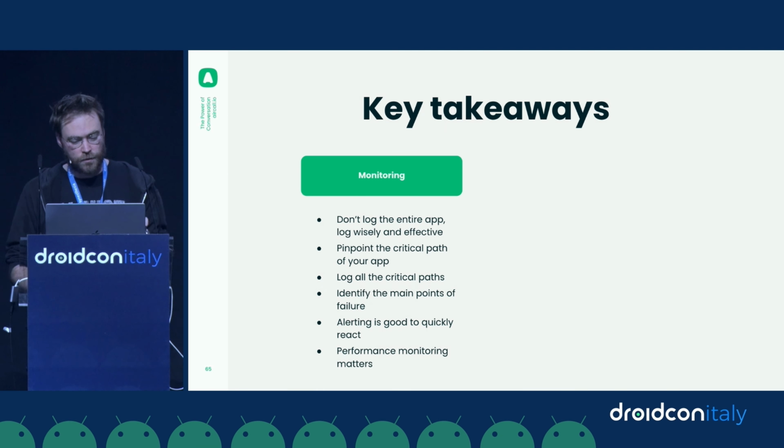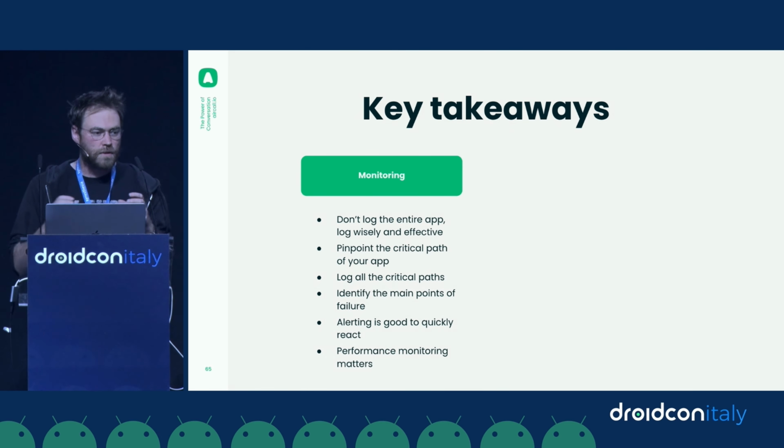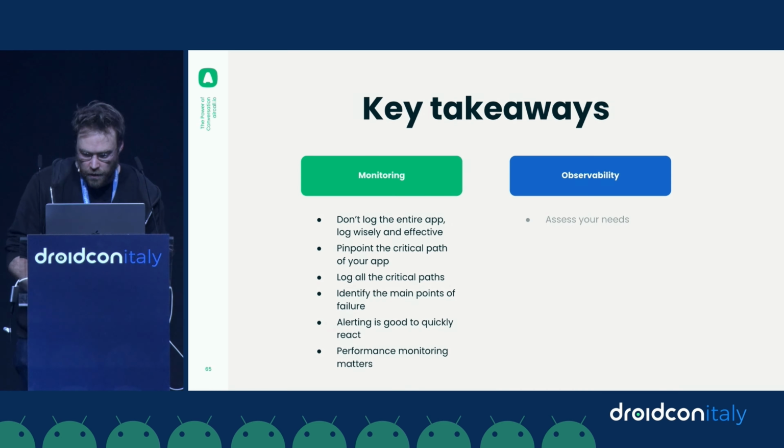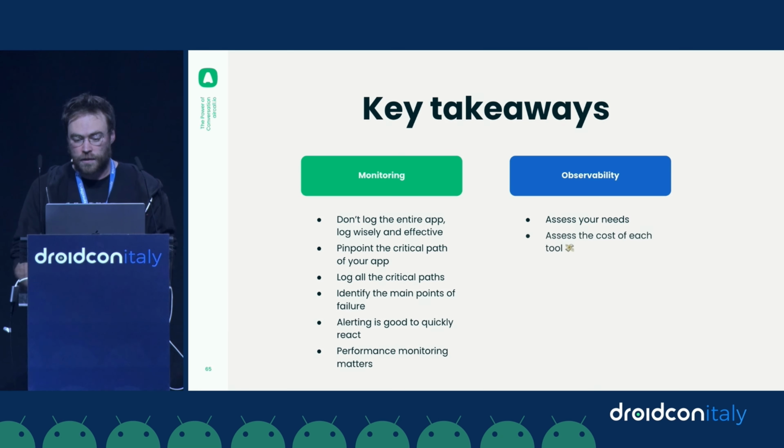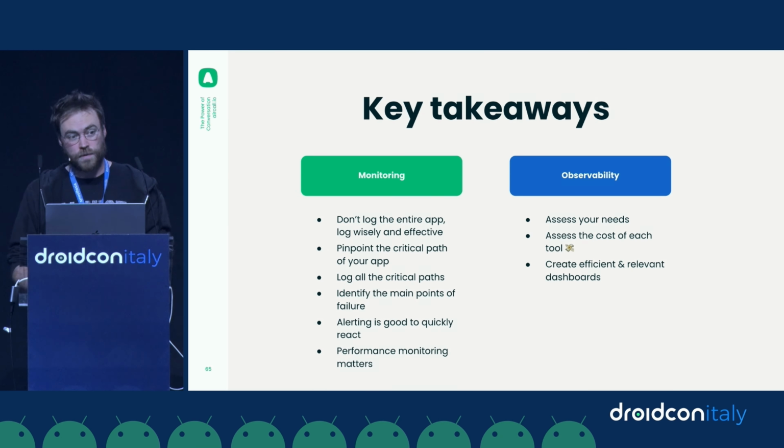And don't forget about performance monitoring, because sometimes it's not a complete failure. It's just a slowness or something like that. So we need to make sure everything is running perfectly. And about observability, assess your needs to choose which solution fits. Don't forget the cost impact of certain tools. Create efficient, relevant dashboards. Don't create a dashboard just to have a dashboard because it looks nice. It has to be useful for you and the company.